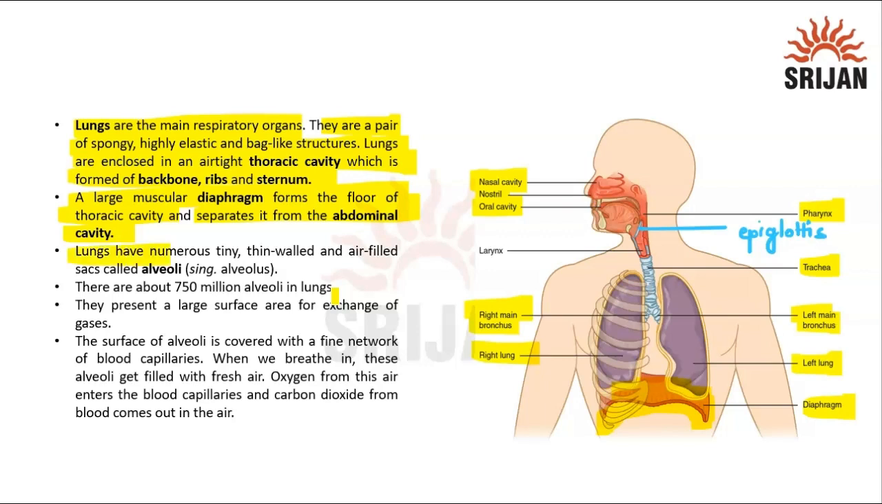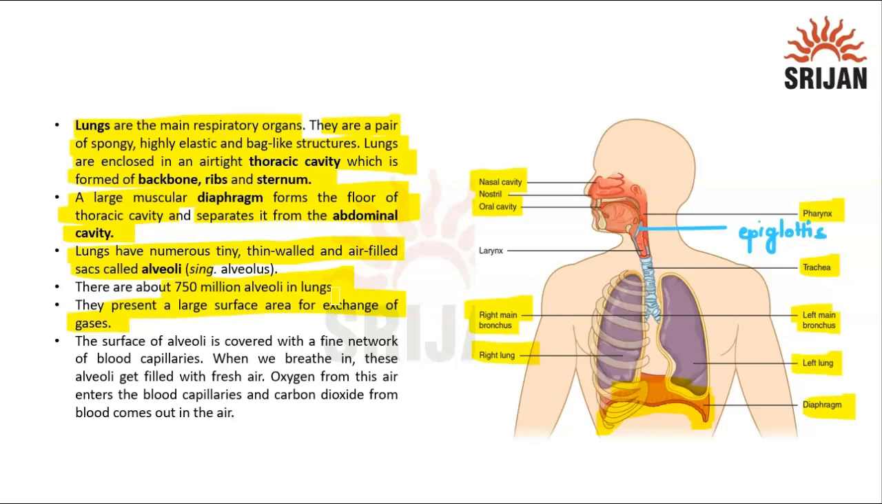Lungs have numerous tiny, thin-walled and air-filled air sacs called alveoli, which is where the exchange of gases takes place. So inside the lungs you will find a lot of small sacs that are called alveoli. And there are almost 715 million alveoli in the lungs. They present a large surface area for the exchange of gases.